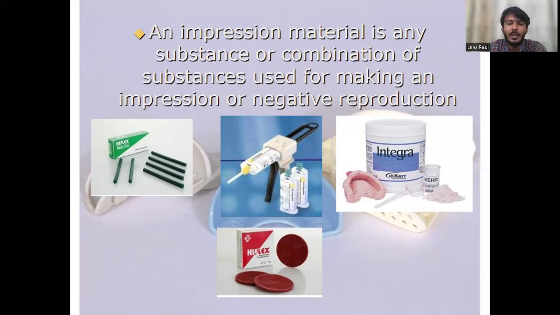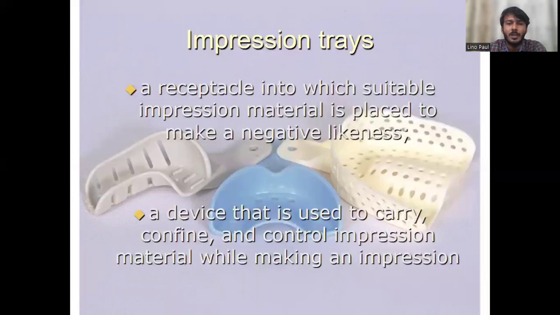In the pictures, you can see various impression materials like green stick, light body consistency elastomeric materials, alginate, impression compound. And for this impression to happen, we need some help from other things like impression trays. So an impression tray is a receptacle into which suitable impression material is placed to make a negative likeness. Or it can be defined as a device that is used to carry, confine, and control impression material while making an impression.